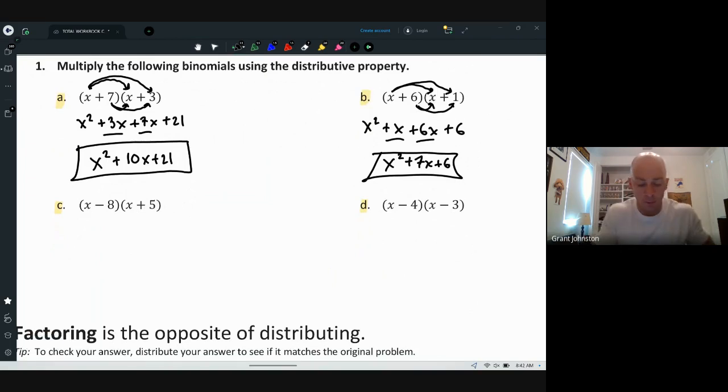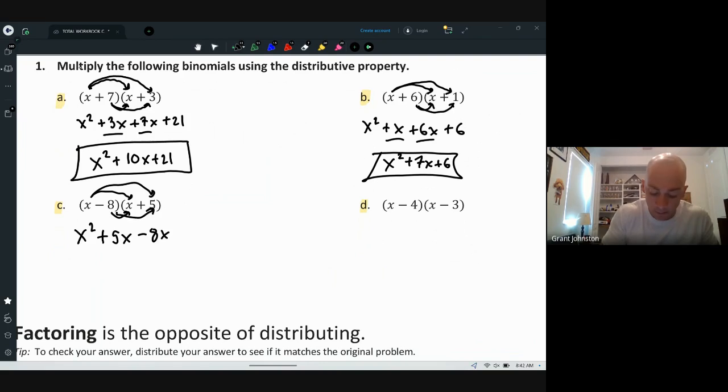Let me do a couple more. X times x is x to the second. X times 5 is 5x. Negative 8 times x, negative 8x. Negative 8 times 5, negative 40. Combine our like terms. 5x and a minus 8x would be negative 3x.